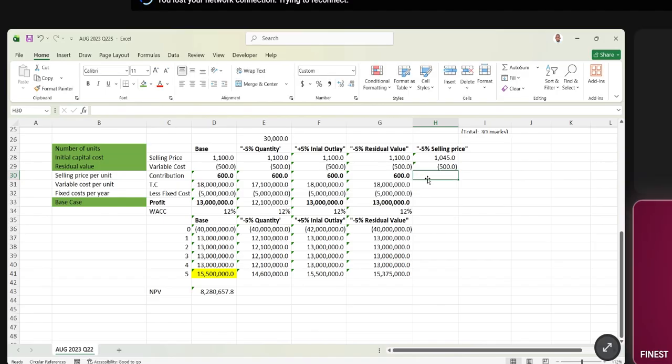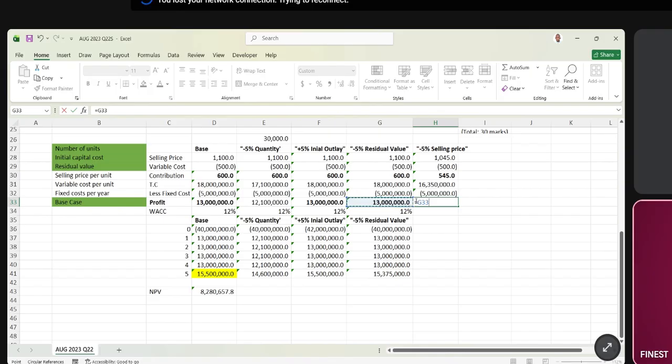So contribution margin will change. It will be this plus this. So I have that one there. This one will change because I will have the contribution margin multiplied with 30,000 here. I get that. The fixed cost will remain the same. Then the profit will have to change.